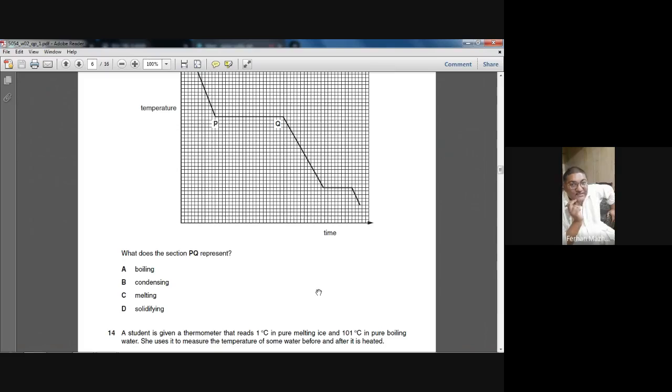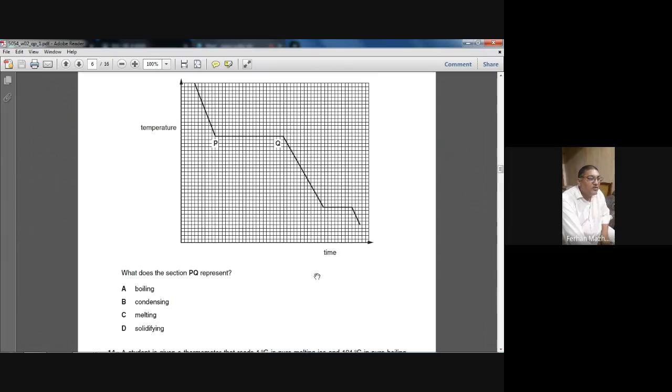Yes, it was a gas and it was cooling. The PQ section of the graph which became flat is where the state is changing. It was gas, so it's converting into liquid, and that is called condensation. So B is the right choice.